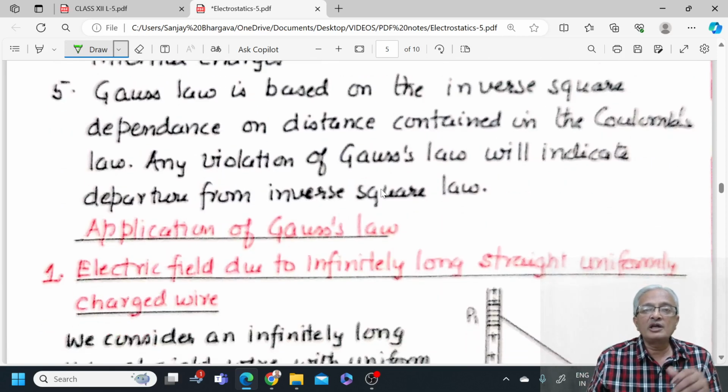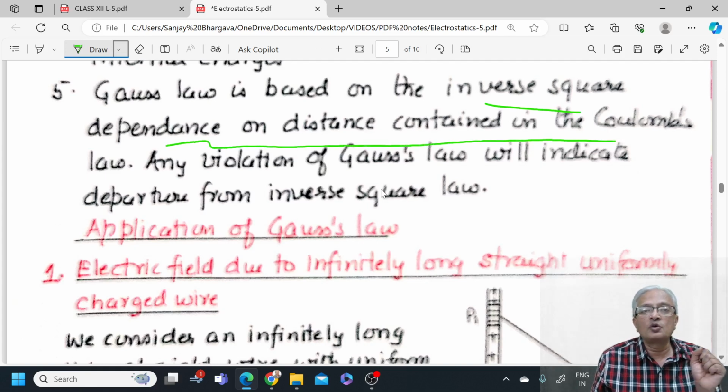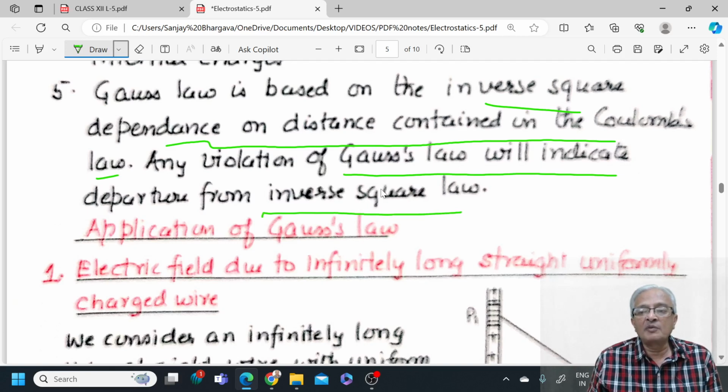Now Gauss law is based on the inverse square dependence on distance contained in Coulomb's law. Any violation of Gauss law will indicate departure from the inverse square law. That means Gauss law is applicable for the fields which obey the inverse square law. Hope Gauss law is clear to all of you.